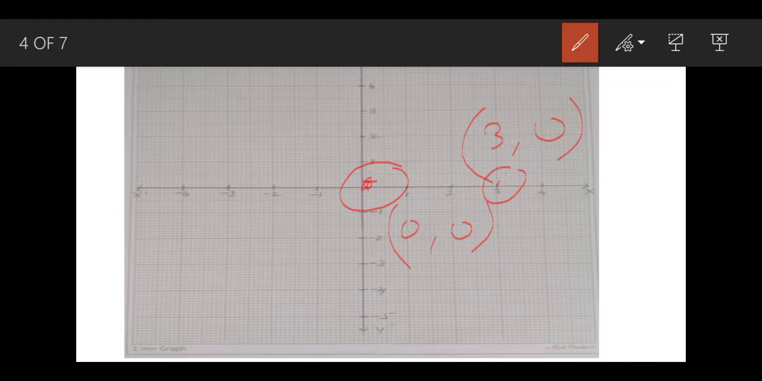If we have to mark 0, 2, so we will take 0 for x and 2 for y. This point is 0, 2. So once again I am saying the ordered pair is a must. First of all we have to take the value of x, then the value of y.